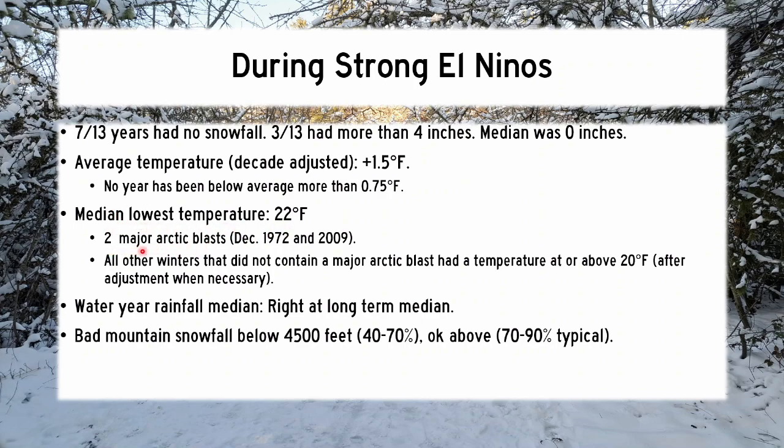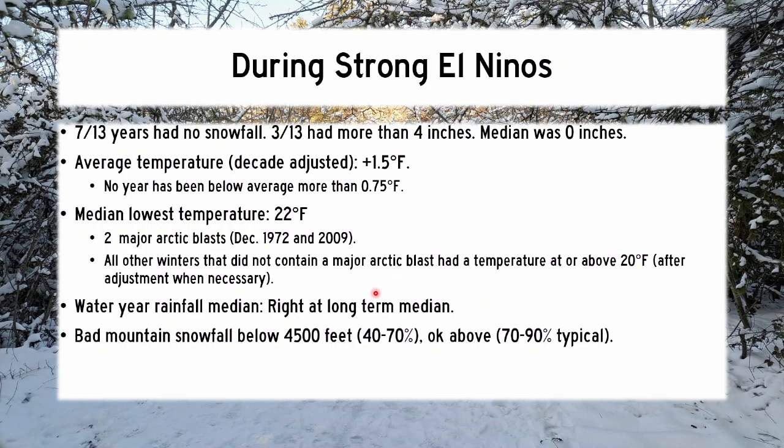There were 2 major Arctic blasts occurring in December of 1972 and December of 2009. And all other winters that did not contain a major Arctic blast had a temperature at or above 20 degrees. One winter did have a temperature below that, but after adjusting for the urban heat island comparison, that does bring that temperature a little bit above 20 degrees.